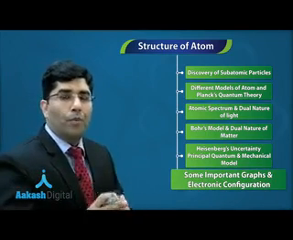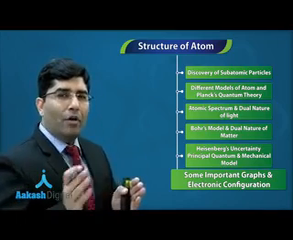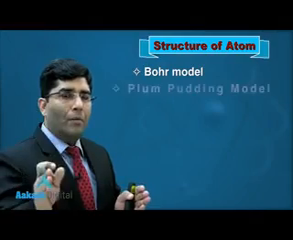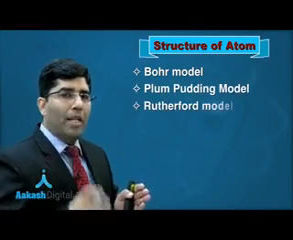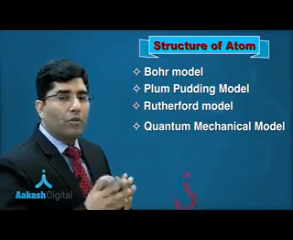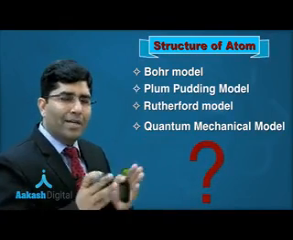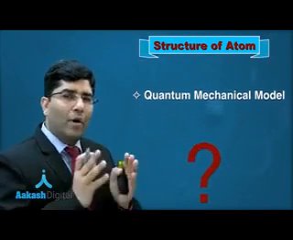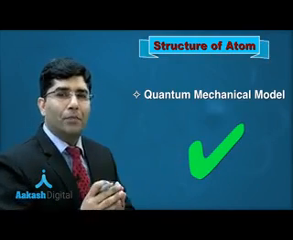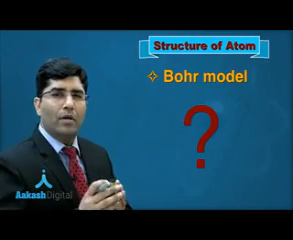Now, in this chapter, we have already discussed the different models like the Bohr model, plum pudding model, Rutherford model, and quantum mechanical model. So which model is correct? It seems that the last one, the quantum mechanical model, is correct because it is given at the end of the chapter. So is the Bohr model wrong?